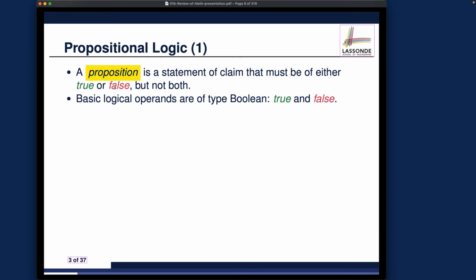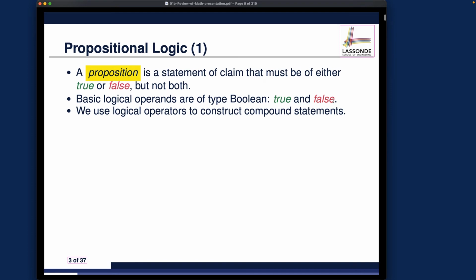Basic logical operands are of type Boolean, meaning that you can only manipulate a true or false value for each operand, right? True or false. And then we use logical operators to construct compound statements. So whenever you want to go beyond a single true or a single false, you have to use some operators. It's also true for the case of predicates, by using quantifiers to make a more sophisticated statement to express your ideas. Let's see what the operators are for propositions.